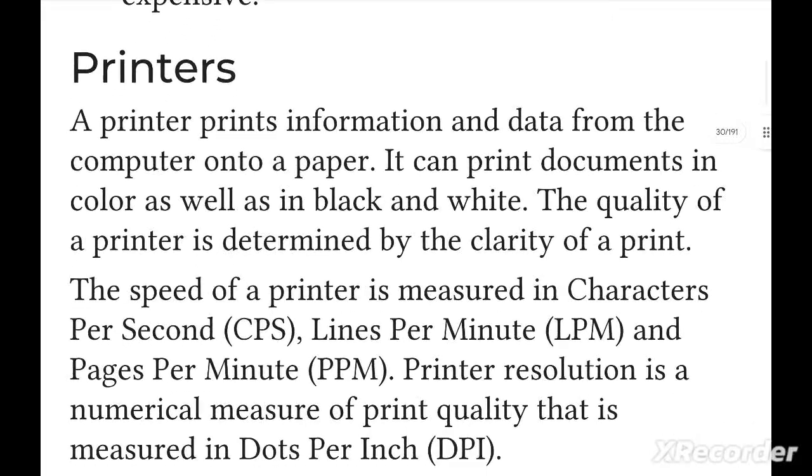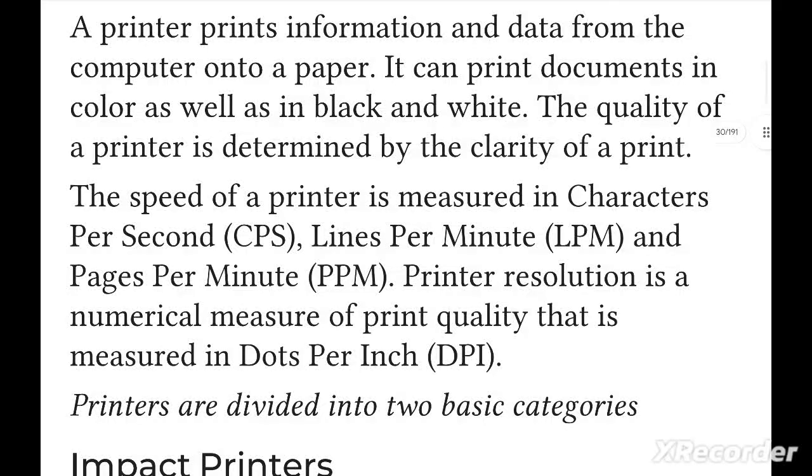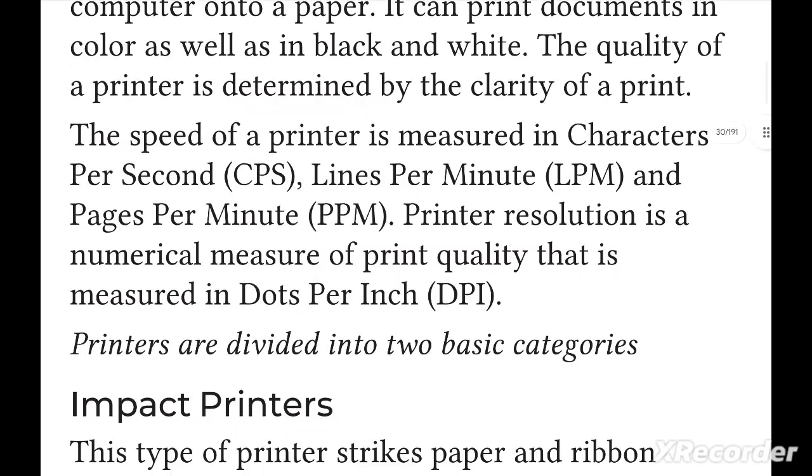Next, printers. A printer prints information and data from the computer onto paper. It can print documents in color as well as in black and white. The quality of a printer is determined by the clarity of a print. The speed of a printer is measured in characters per second (CPS), lines per minute (LPM) and pages per minute (ppm). Printer resolution is a numerical measure of print quality that is measured in dots per inch (dpi).